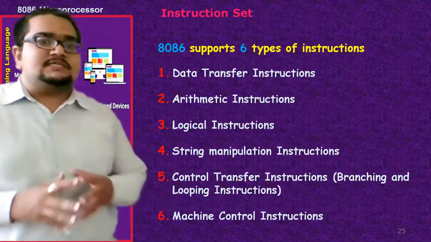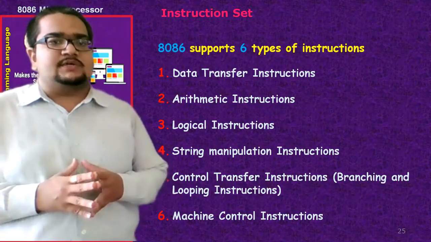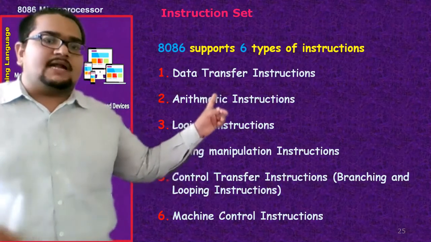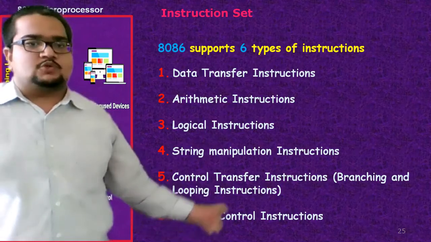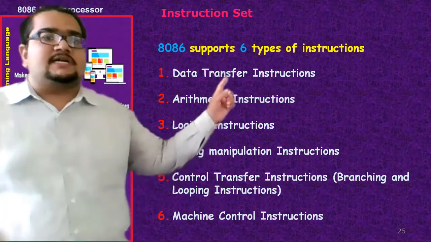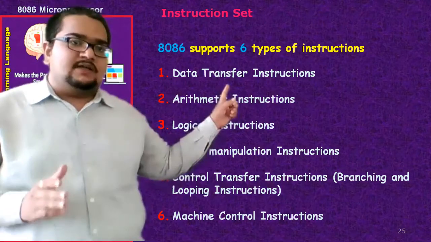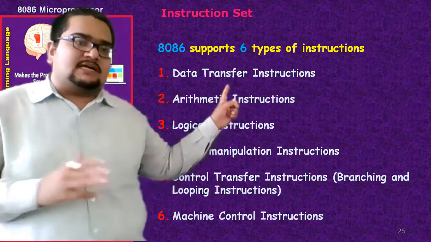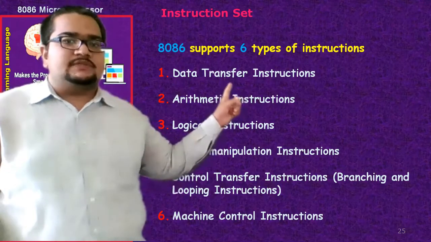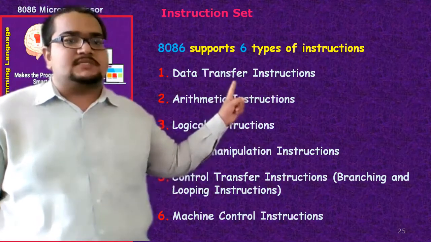Here there are a total of 6 categories of instructions of 8086. There are more than 100 commonly used instructions in 8086, and all of them are grouped and categorized into these 6 groups. Group 1 is data transfer instructions. As the name suggests, here we will study the instructions specifically used for transferring data from one place to another, or moving the data, exchanging data between two hardware modules. This is the group where the data transfer instructions are there.